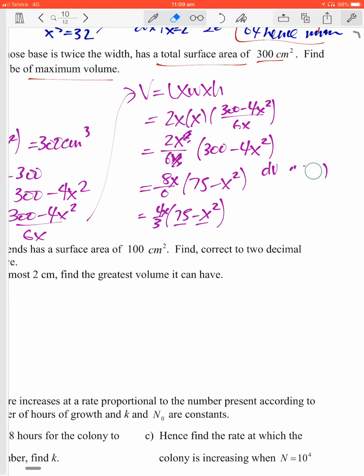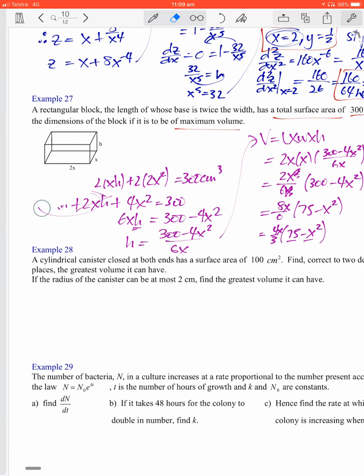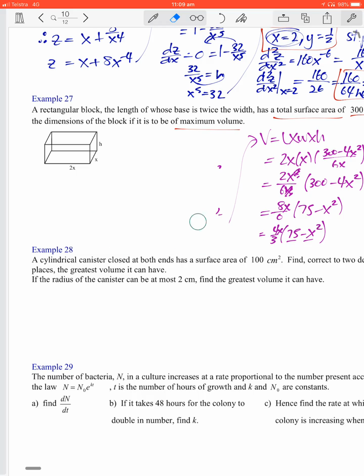Okay, so we know how we got this, so I'm going to rub it out because I need to have some space. So from here, we know that our volume is 4x on 3 times 75 minus x squared. I'm going to multiply that 4 on 3 in. So 75 divided by 3 is 25, times 4 is 100x, minus 4 on 3 x cubed.